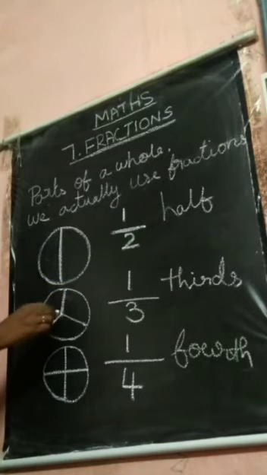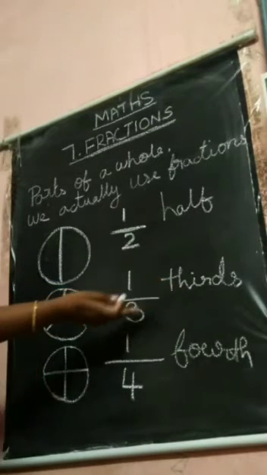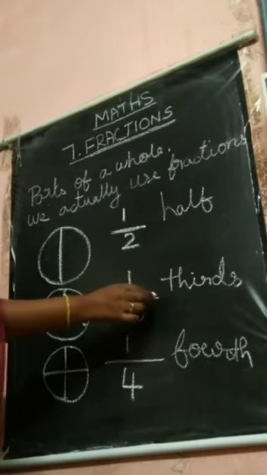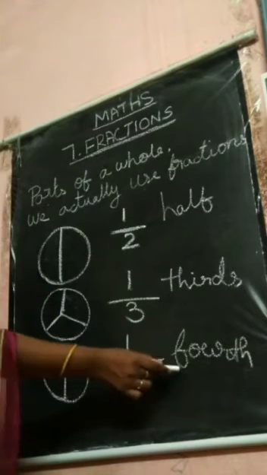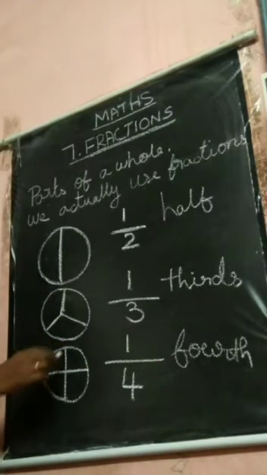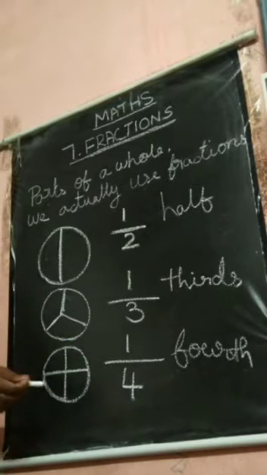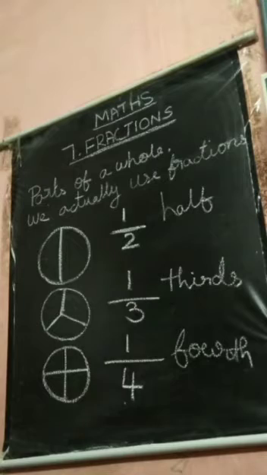You divided the same pizza into 3 parts. One pizza is divided into how many parts? 3 parts. The same way 1/4, one pizza divided into 4 parts. The part of the whole, we actually use the fraction. When we divide into equal parts, however many you want, that is called a fraction.